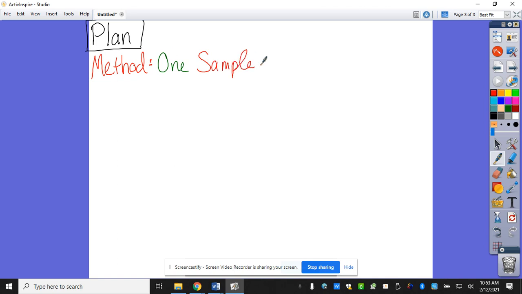And I'm going slower than I usually would. What are my two options here? Z or T. We haven't talked about T yet. We're going to get there today.